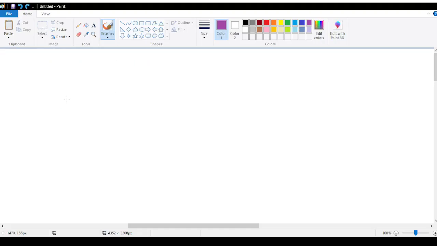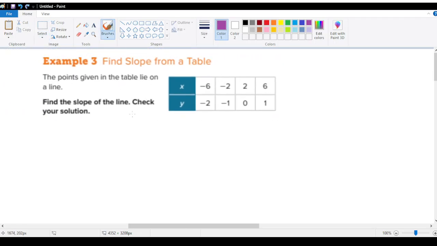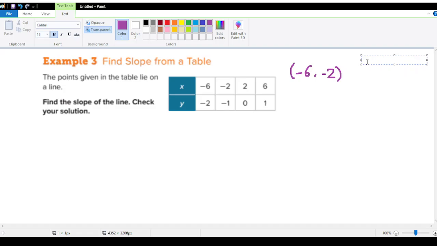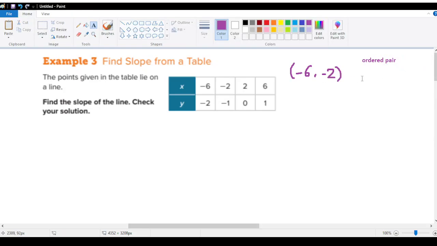What's the first point? Look here. This is the first point. I'm going to write it. The first point is -6 and -2. This is the first ordered pair. What I'm going to call, Shamsa, ordered pair. Can you repeat that? Ordered pair. Okay. Ordered pair means this is the first point.